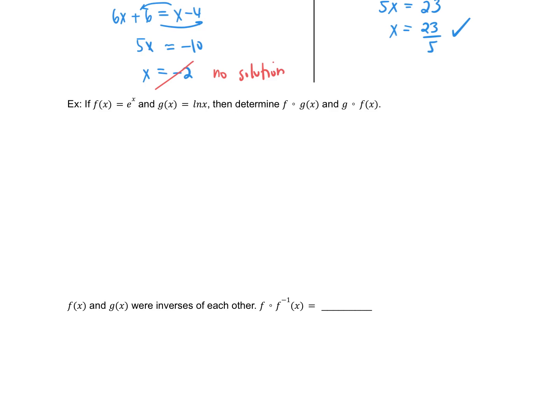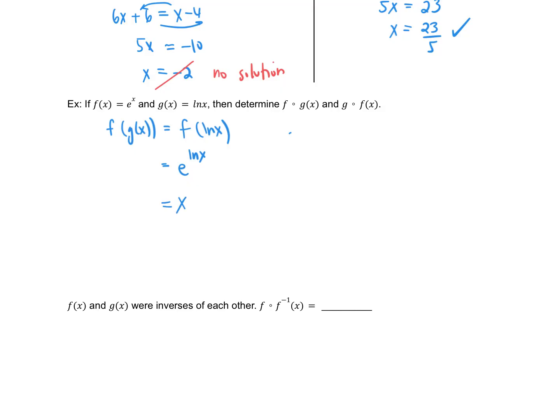And finally, last one, if f of x is equal to e to the x and g of x is ln x, so the inverses of each other, then determine the composite function f of g of x and the composite function g of f of x. So f of g of x means g of x will be the inside function. So ln x will go inside e to the x. So instead of x, we're going to write ln x. And if I have e to the ln x, remember, ln is just log base e. The bases match. So this is actually just x.